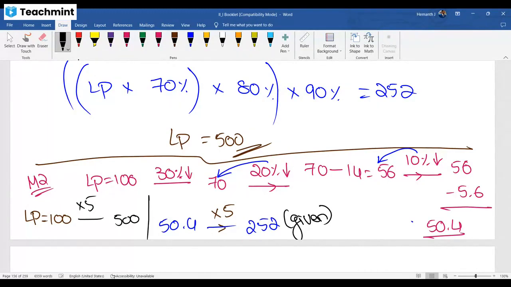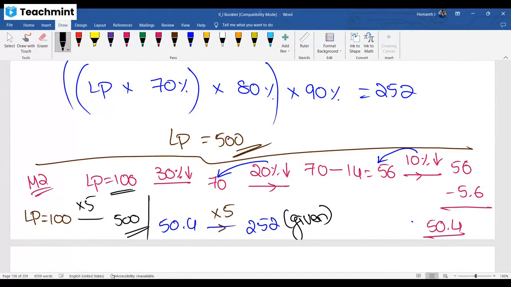So my assumption initially for labeled price was 100. I have to correct it. The factor is into 5. 500 is the correct answer. This is the other method. Percentages, profit and loss, simple interest and compound interest: when unknown is there, you can assume some value and proceed as per the given conditions. Finally, you got something, they given something. I got customer is paying 50.4. But in the question they given 252, the relationship is into 5. Suppose, my dear, if I got 504, then what I have to do? It is 504, they given 252, means I have to divide by 2.